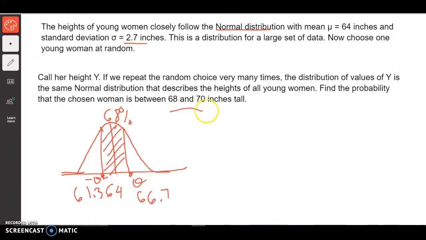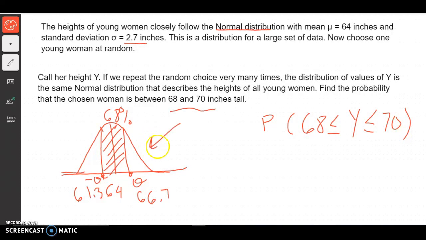So here's what they want. They want to know the probability of finding a person that would be bigger than 68 or less than 70. So we would want to figure out where these values kind of fall in this chart over there and try to figure out this area right here.